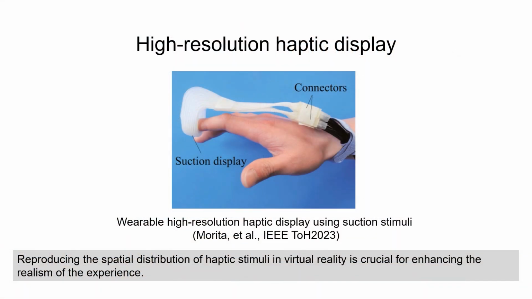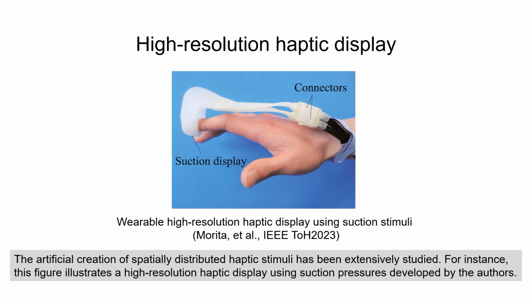Reproducing the spatial distribution of haptic stimuli in virtual reality is crucial for enhancing the realism of the experience. The artificial creation of spatially distributed haptic stimuli has been extensively studied. For instance, this figure illustrates a high-resolution haptic display using suction pressures developed by the authors.